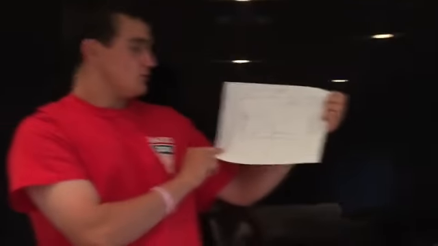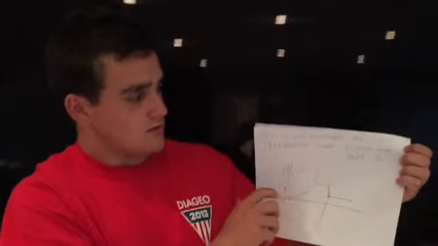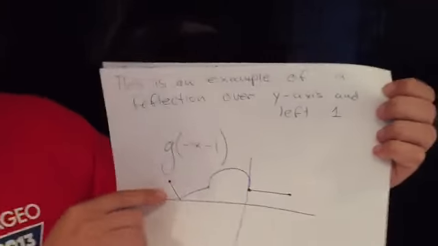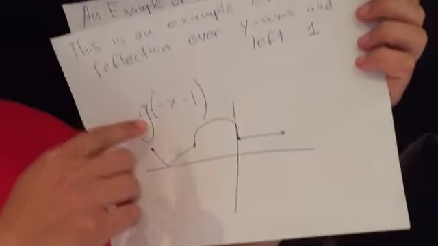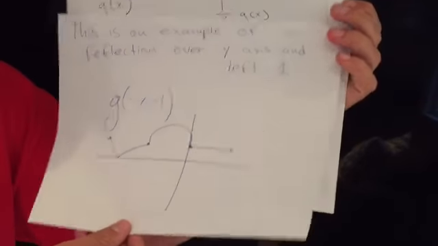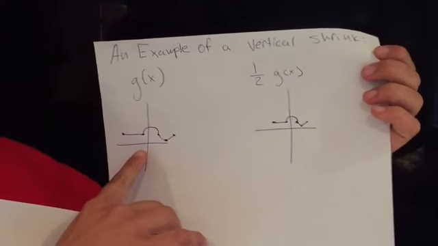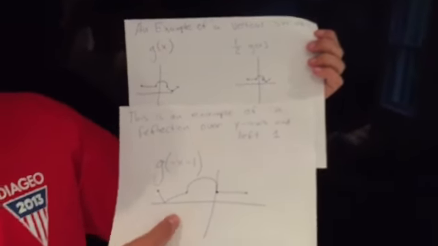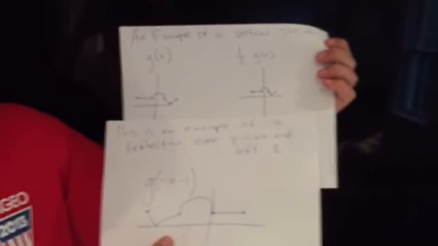This is an example of a reflection over the y-axis and a horizontal shift left 1. This is the equation, g of negative x minus 1, and this is the parent graph. You can see how it slides to the left 1 and is reflected over the y-axis.